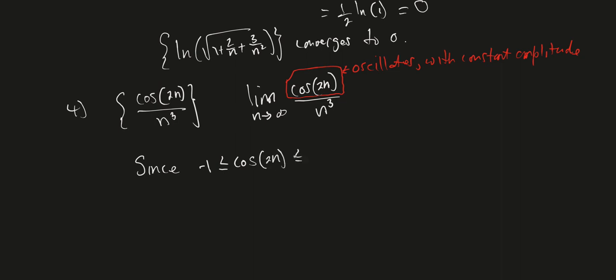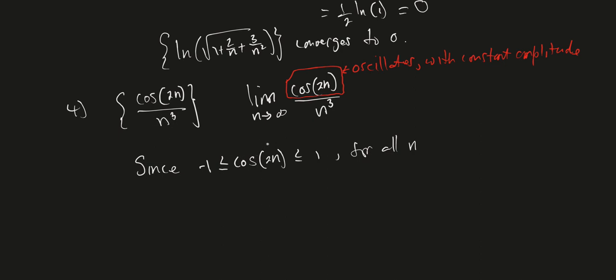So since this is true for all n, your cosine function is always bounded between plus or minus 1. What I can do is, as n goes to infinity, it's positive, so I can divide each part of this inequality by n cubed. Why am I dividing by n cubed? Because that's the function in the problem.